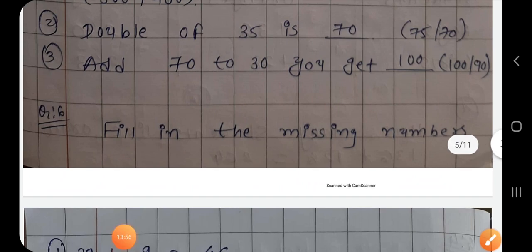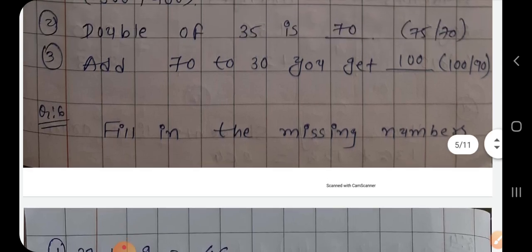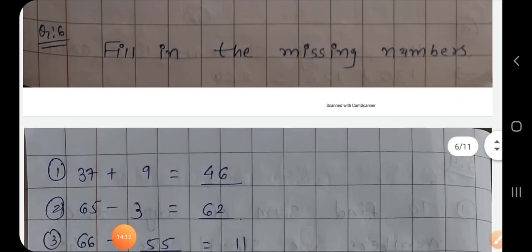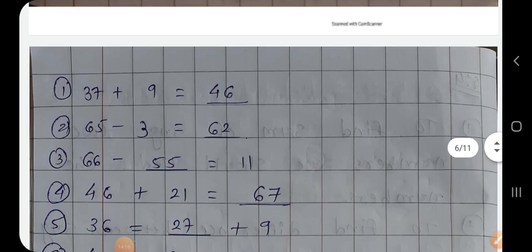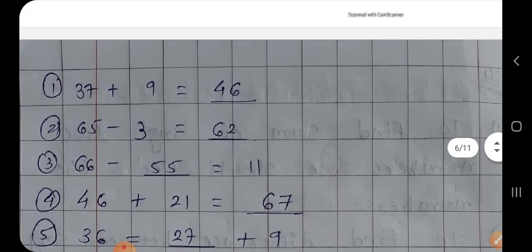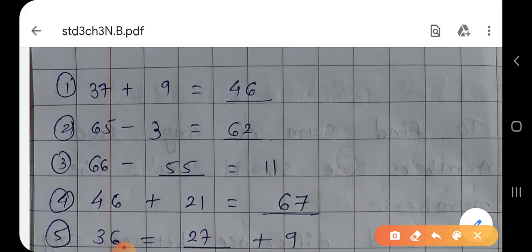Then question number 6. Fill in the missing numbers. Give the heading fill in the missing numbers. In that, the first one, 37 plus 9 is equal to blank. So 37 plus 9.